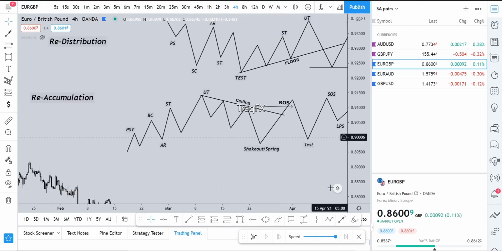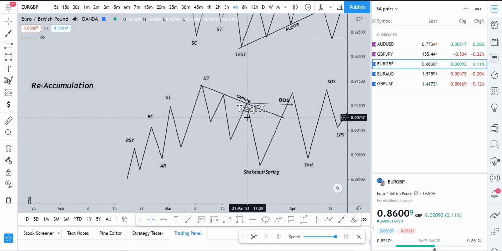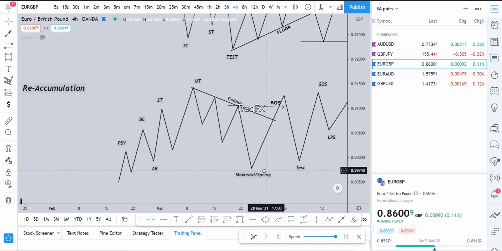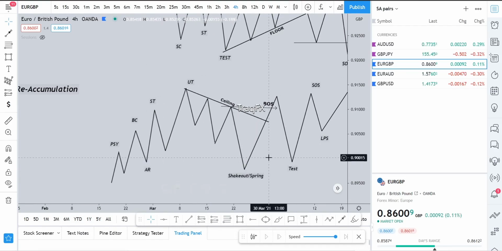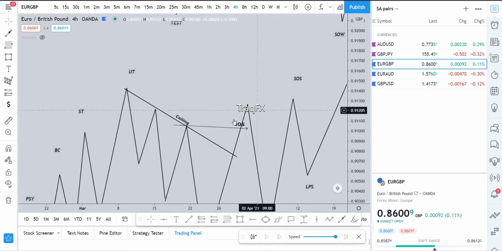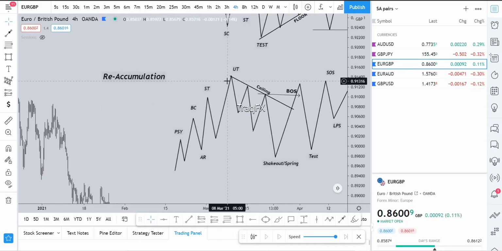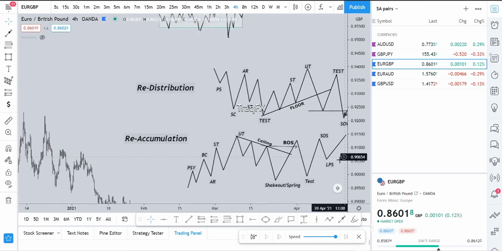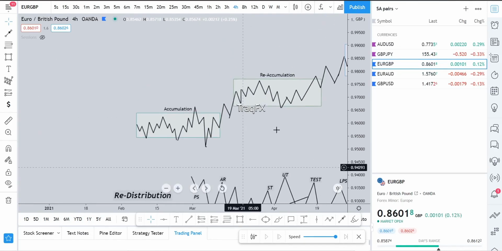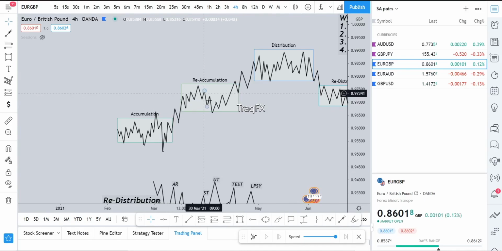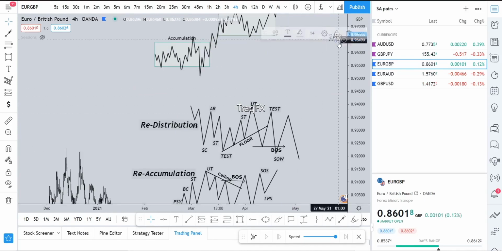Then we should see our shakeout or spring, which is just a break towards the downside, right? Maybe capturing liquidity, breaking below this range. Okay, then in a reaccumulation, we will not be trading the trend line. We're looking for buying opportunities, right? Because we know the purpose of reaccumulation is what? To accumulate orders, then expand towards the upside.